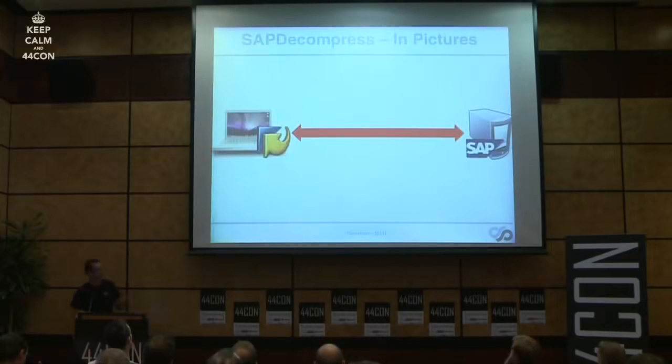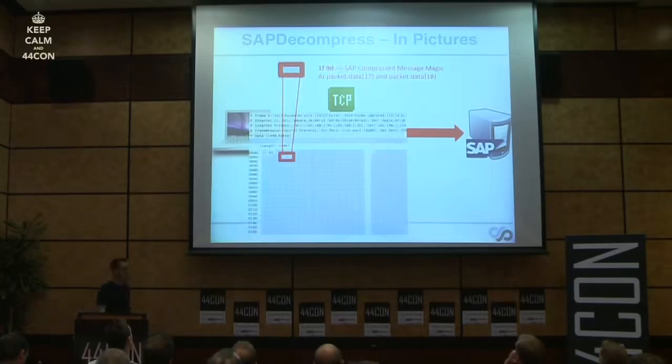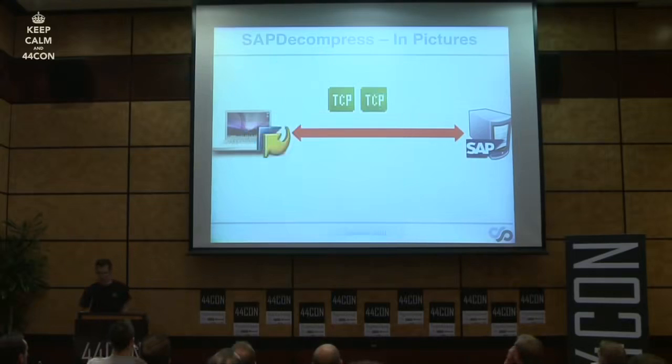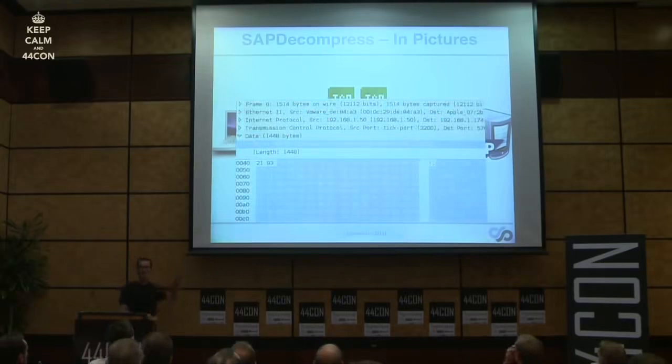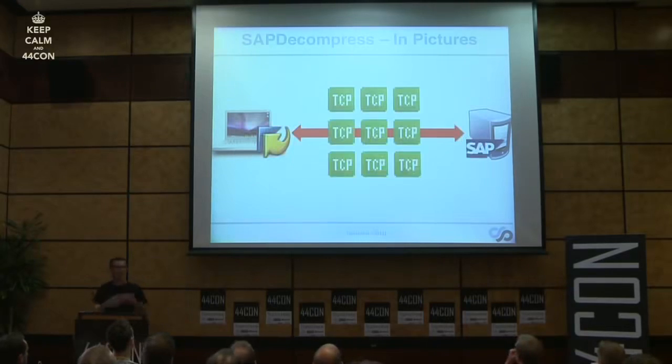So in pictures, if we look at SAP communication between the SAP server and the client, we get our first packet which comes in. Sorry, that's not really clear. Can everyone see that? Basically at packet data 0x17, 0x18, we've got that magic, 1F9D. We now know that is the start of a SAP compressed communication stream. Subsequent packets don't have that magic, so we can carry on building up this message until we've got the complete message, a whole bunch of packets with a whole bunch of information.